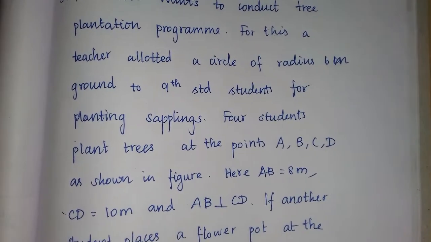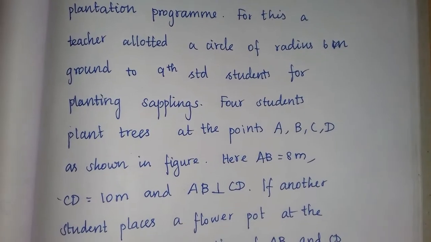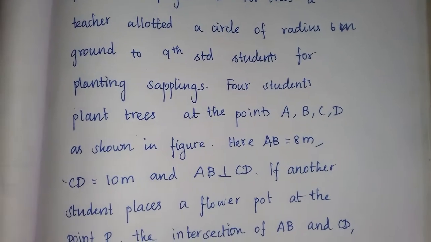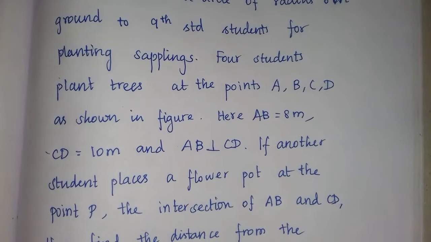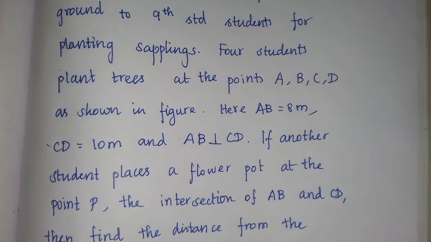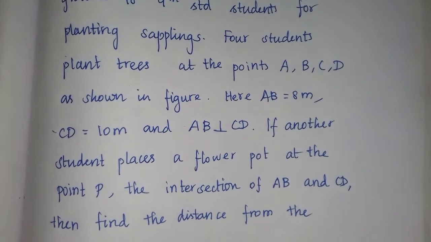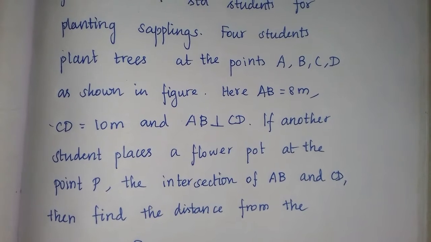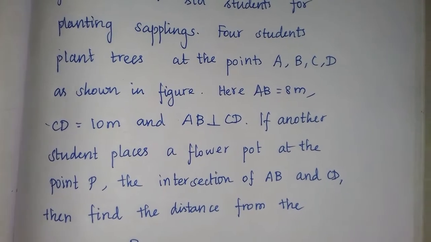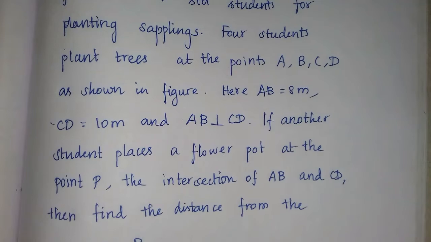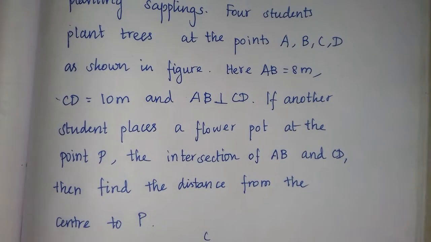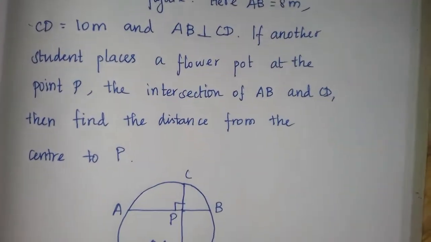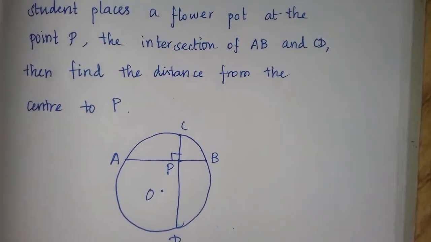4 students plant trees at the points A, B, C and D as shown in the figure. Here AB is equal to 8 meter and CD is equal to 10 meter and AB is perpendicular to CD. If another student places a flower pot at the point P, the intersection of AB and CD, then find the distance from the center to P. This is the diagram given in the question. Now let's proceed with the problem.